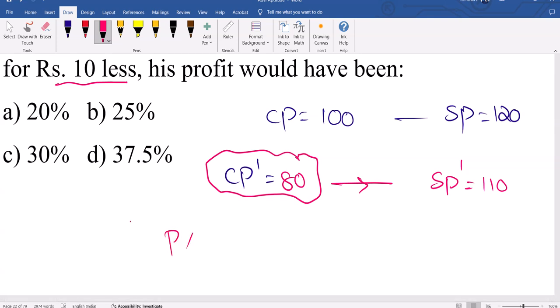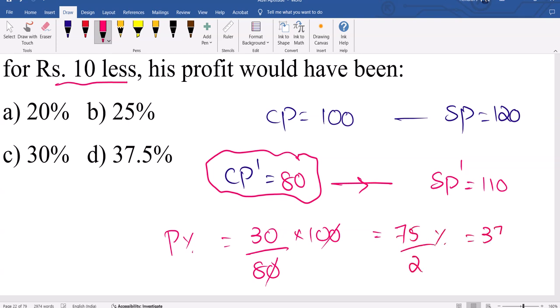Profit percentage is profit 30 with respect to cost price 80, into 100, which is 300 divided by 8, which is 75 divided by 2, 37.5%.